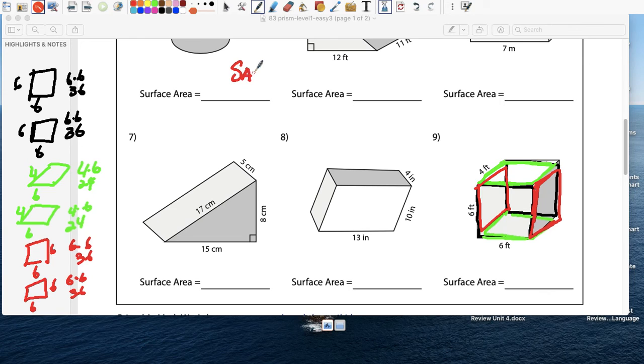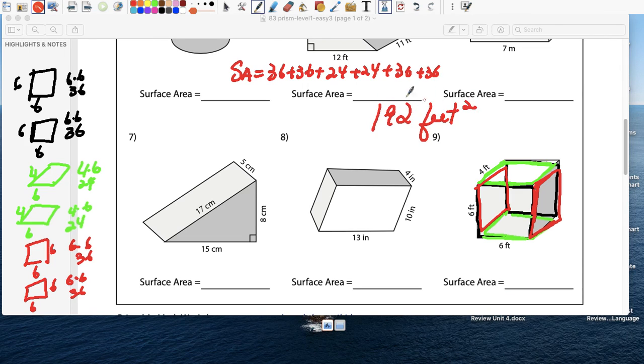Surface area, 36 plus 36 plus 24 plus 24 plus 36 plus 36. Okay, so we have, let's see, 30, 60, 90, 120. 120 plus 90 plus 72, 192. 192 feet squared. You can always do it on the calculator and double check. Okay, so just like we did in class.